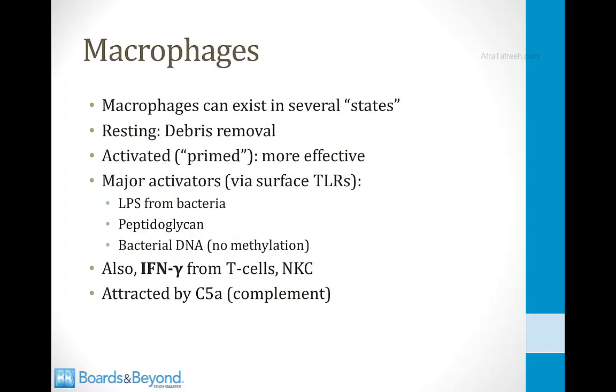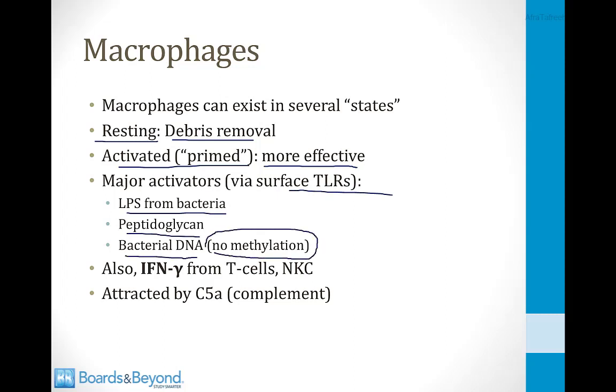Macrophages can exist in several states. In the resting state, the function they perform is debris removal. They circulate through tissues and pick up dead and dying cellular tissue from the human body. In the activated or primed state, they become more effective phagocytes and killers. The major activators are those pathogen-associated molecular patterns we talked about before that use toll-like receptors to activate the macrophage. This includes things like lipopolysaccharides from gram-negative bacteria, peptidoglycan from bacterial cell walls, and bacterial DNA, which is relatively unique because it has much less methylation than human DNA.